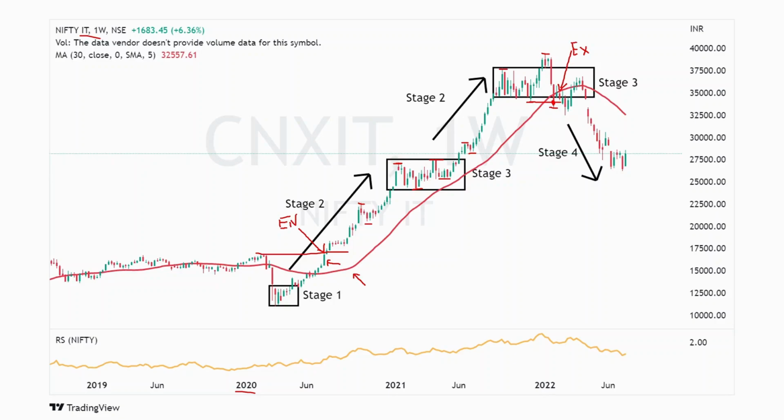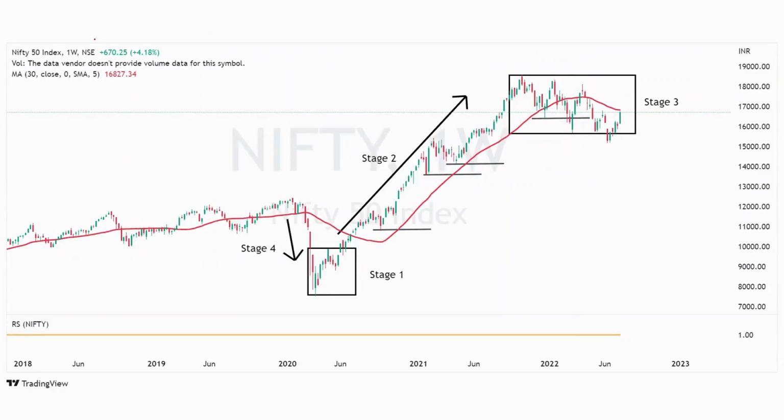Okay, let's take one more example. So this is Nifty 50 on a weekly time frame. So now we are analyzing the entire market, the broader market. So this is again the COVID stage 4.